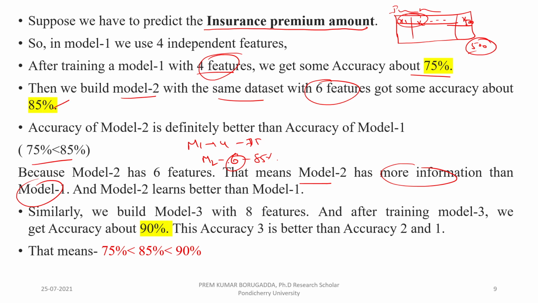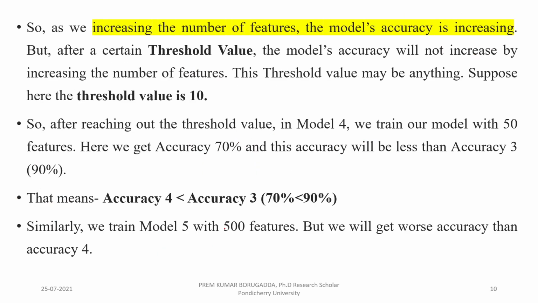Similarly, I took another model, model 3, with 8 features, and I got 90% accuracy. So compared to accuracy 1 and accuracy 2, accuracy 3 was better. As we increase the number of features from 4 to 6, 6 to 8, the model accuracy increased from 75 to 85, 85 to 90. So while increasing the number of features, accuracy may also increase.